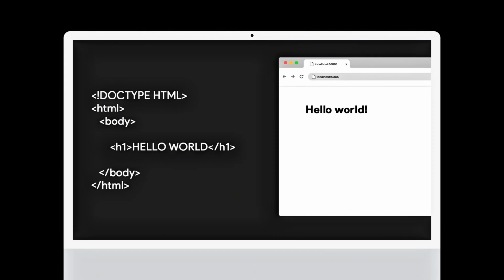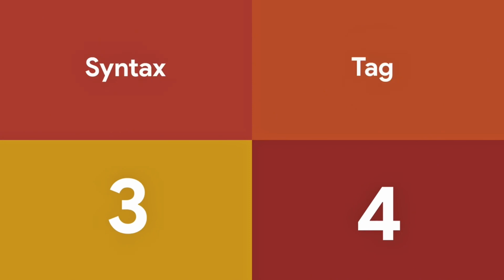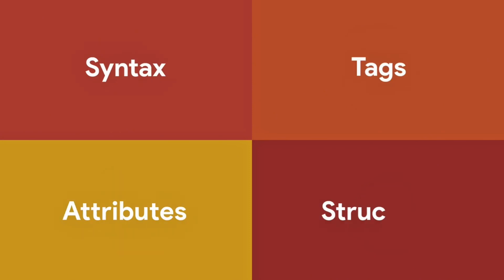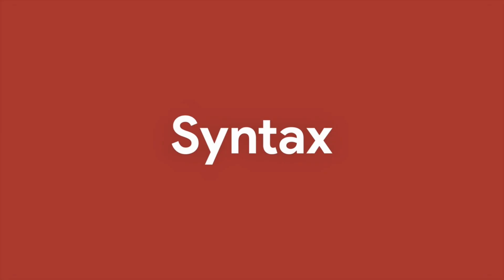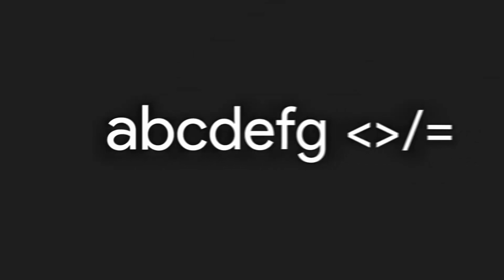Before we start writing any code, however, it's important that we understand the basic concepts behind HTML code. To do this, we will break HTML into 4 easy-to-understand sections: syntax, tags, attributes, and structure. Syntax simply refers to the letters and symbols used to write a language, otherwise known as code.